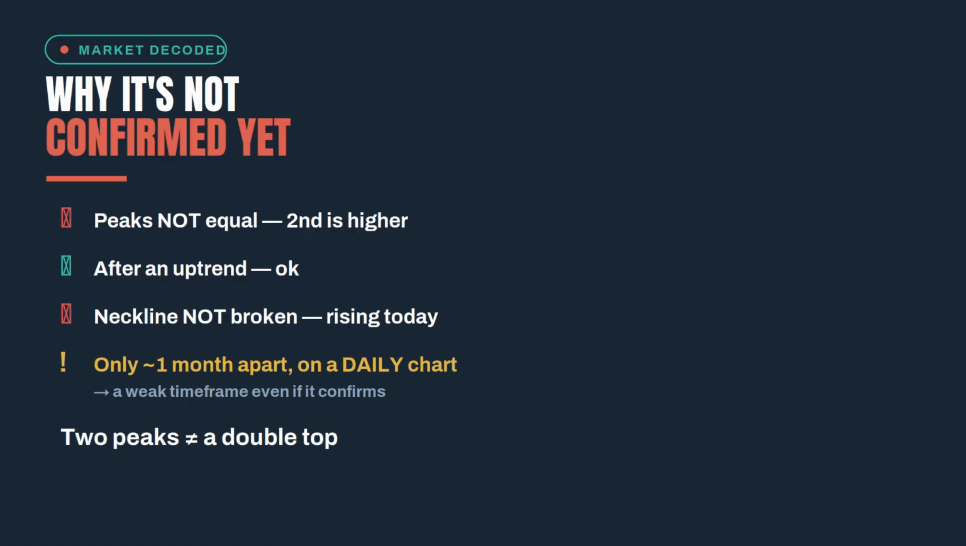And remember our time frame rule. These two peaks are only about a month apart on a daily chart. So even if this somehow did confirm later, it would be one of the weaker versions of the pattern. Nothing like a multi-year top on a monthly chart. So by the pattern's own definition, this is not a double top. Not yet. It is two peaks and a bullish catalyst. Calling it a reversal right here would be exactly the mistake we just talked about.